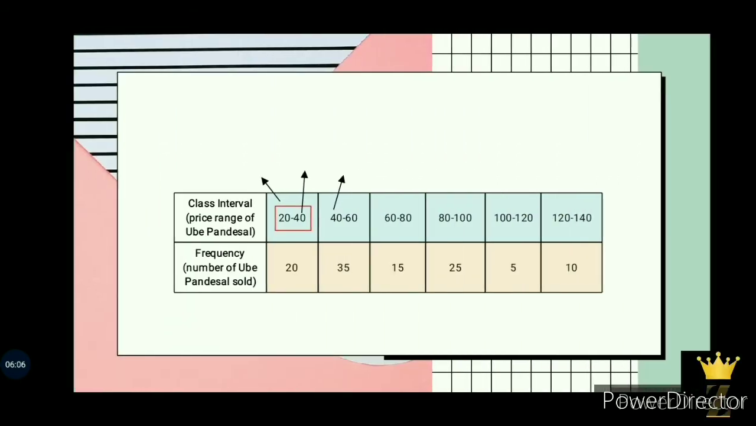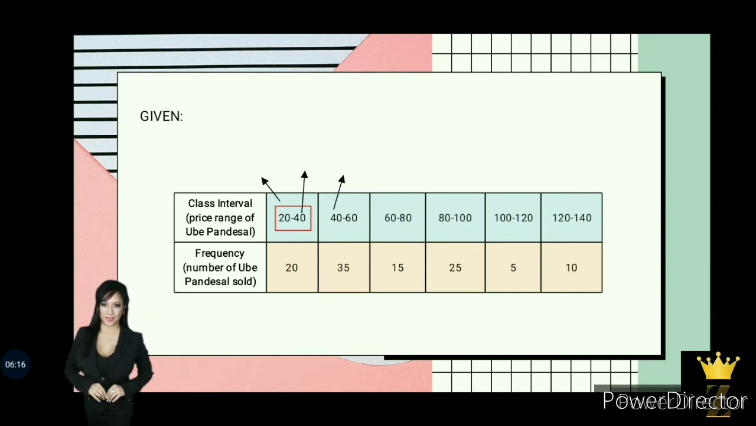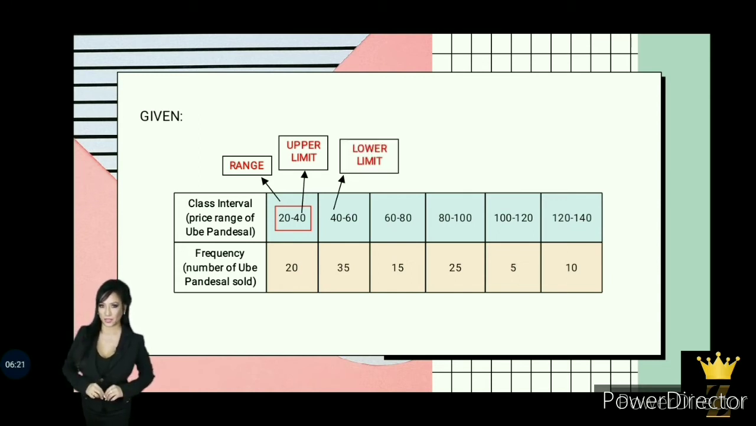So these are the different class intervals that are given. The first range is ube pandesals that cost between 20 and 40 pesos. We can see that the upper limit of one interval is equal to the lower limit of the next interval, making it continuous. As it's continuous, the first group would mean 20 pesos is less than or equal to the price of the ube pandesal, which is less than 40 pesos. The lower limit, which is 20, is included, but the upper limit is not.